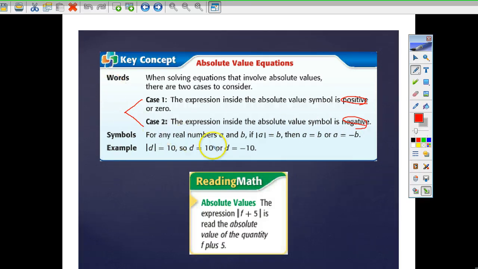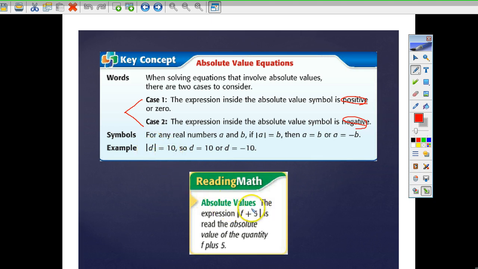Okay, so for any real numbers a and b, if the absolute value of a equals b, then a equals b, or a equals negative b. So for example, the absolute value of d equals 10, that means d can be 10, or it can also be negative 10, because the absolute value of negative 10 comes out to be 10.